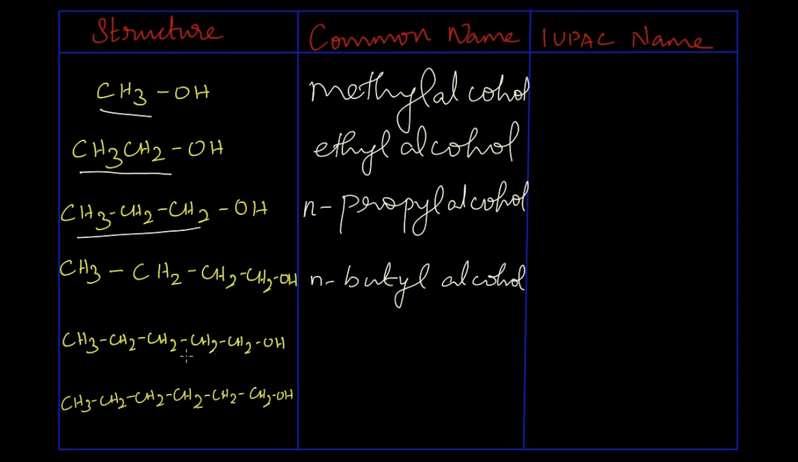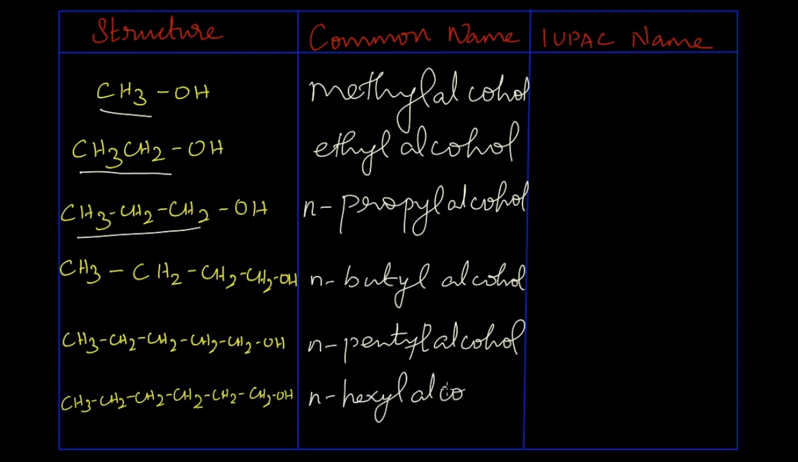And this, here there are 5 carbons in a straight chain. So straight chain N, 5 carbons, pentyl. The functional group is alcohol. So pentyl alcohol. And here 6 carbons are present. Straight chain N, 6 carbons, hexyl. OH is present there, so alcohol, N-hexyl alcohol. These are the common names for these compounds.